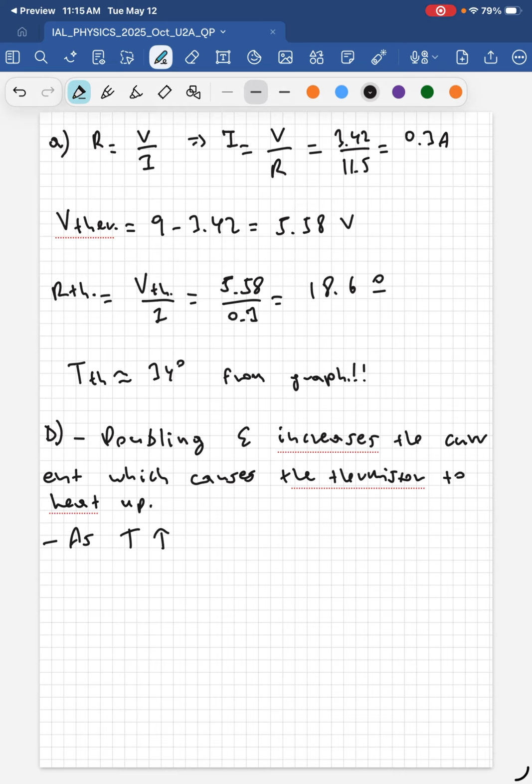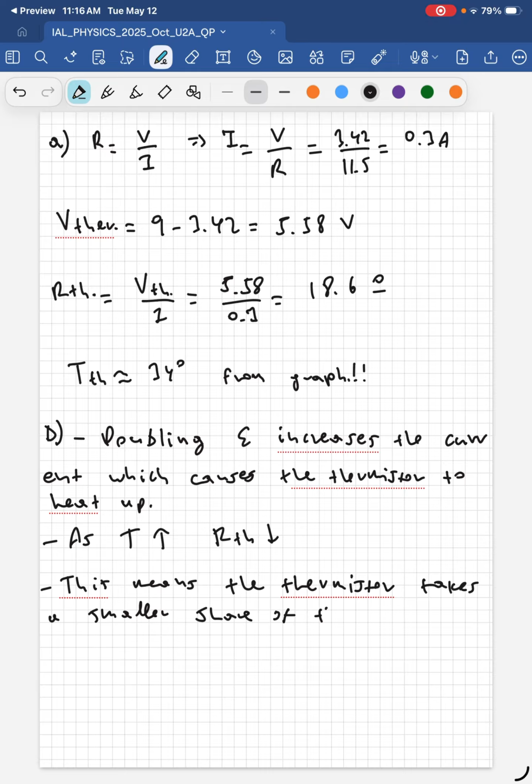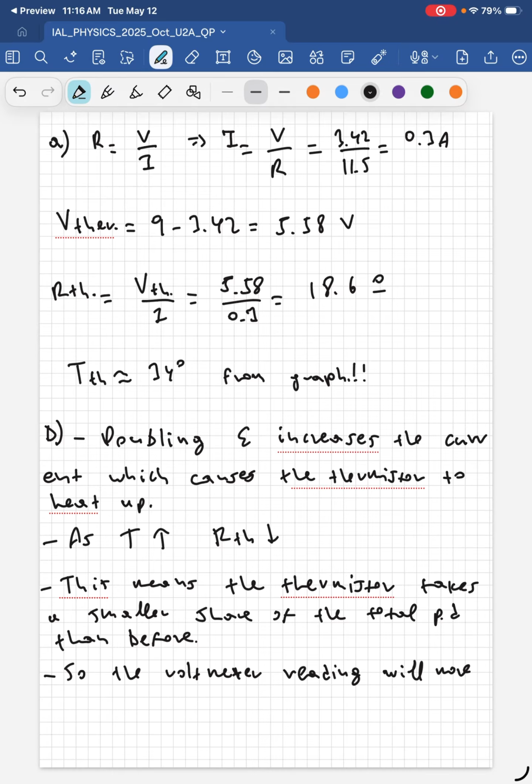As temperature rises, the thermistor resistance decreases. This means the thermistor takes a smaller share of the total potential difference than before. Okay, so the voltmeter reading will more than double. So the student is wrong. Okay, I hope this makes sense.